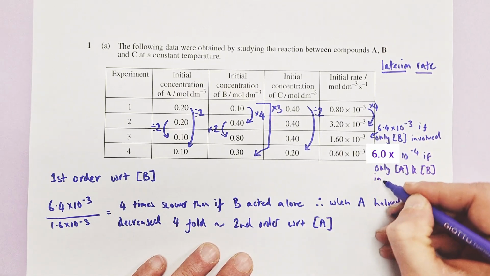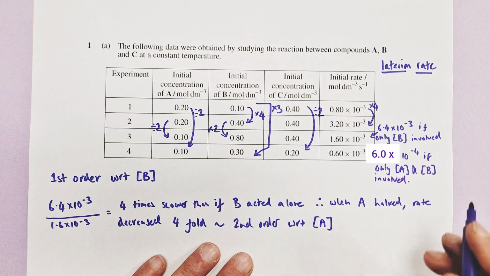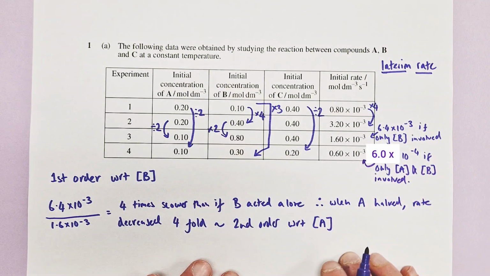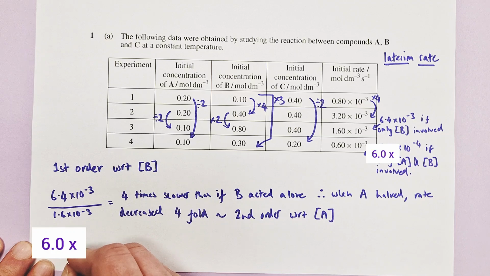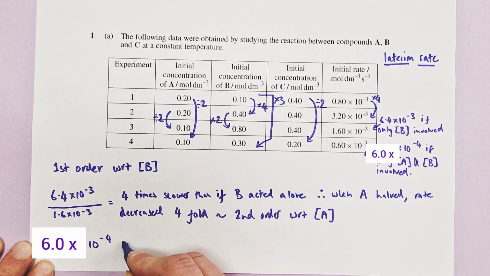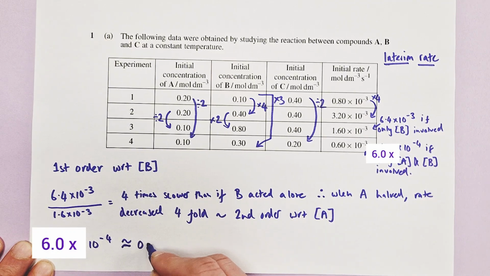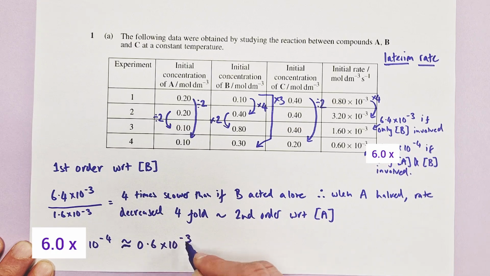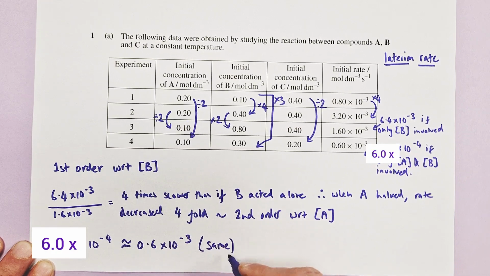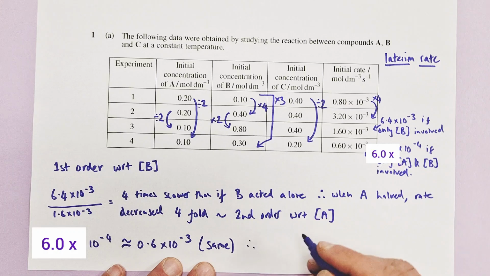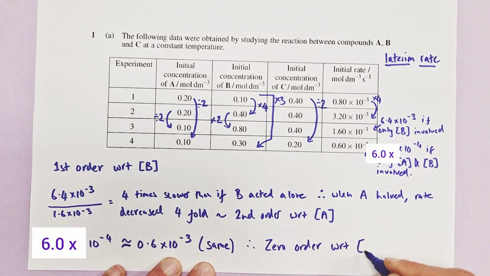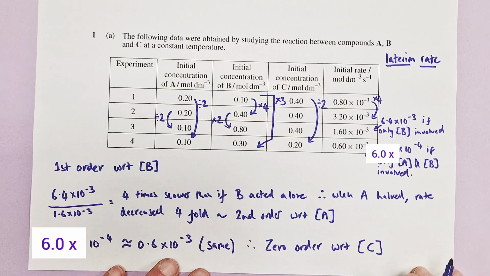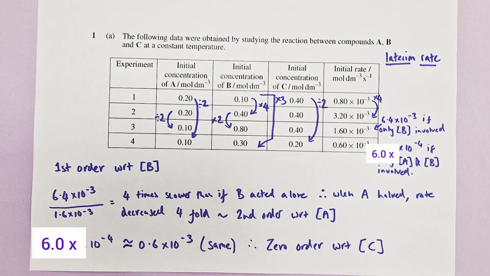Now, if we look at the actual initial rate in the experiment shown, it's 0.6 times 10 to the minus 3. In standard form, that's 6 times 10 to the minus 4. That's exactly the same as the interim rate. That implies that C has had no influence on the rate of reaction, and therefore we can conclude that this is zero order with respect to reactant C because it didn't actually alter rate at all. And therefore we've calculated the orders for all 3 of the reactants in this rather tricky orders question.